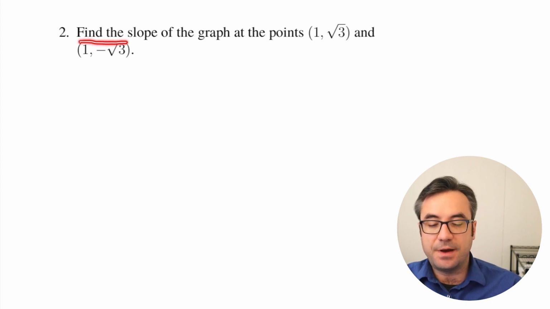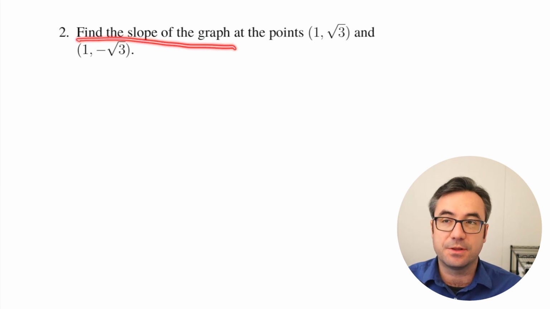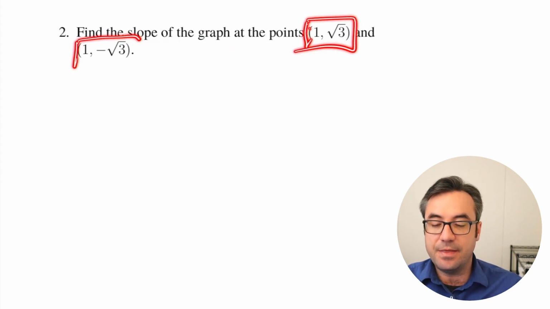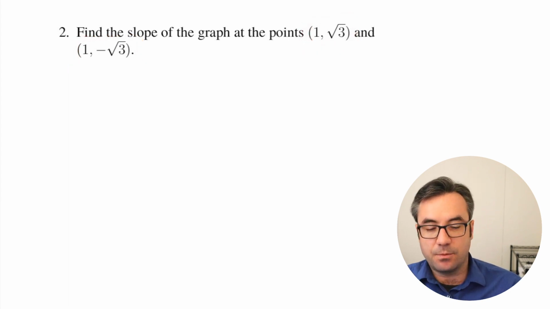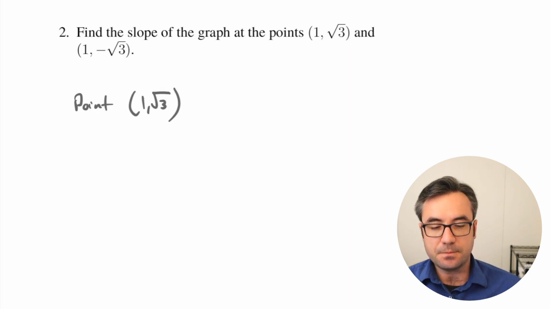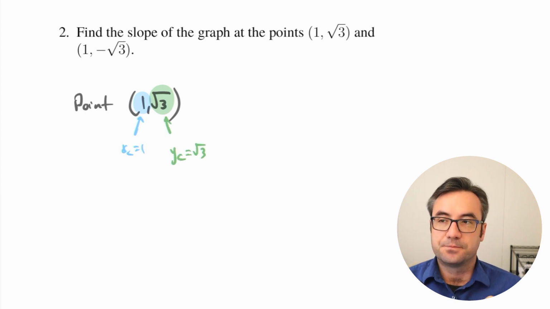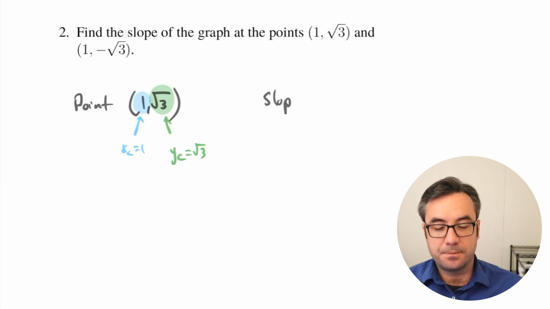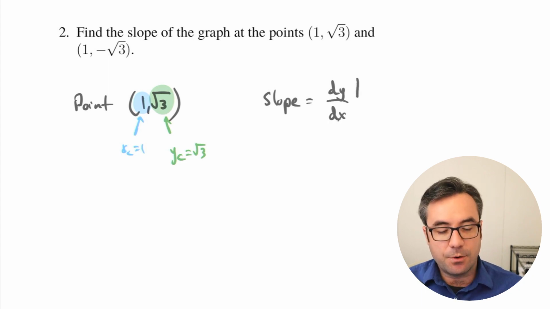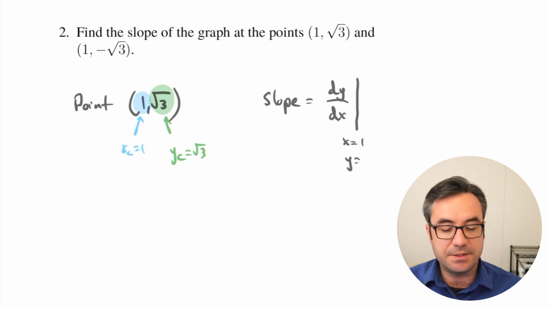So let's just see how we can use that derivative to find, say, the slope of the tangent line. So for part 2, let's find the slope of the graph, really the slope of the tangent line, at this point and then at this point. So let's start with the point 1 comma square root 3. So when we look at this, the x-coordinate is 1. So just keep that in mind. And our y-coordinate is equal to the square root of 3. And so we can find the slope by just taking our derivative, that nice formula we just figured out, and we're going to evaluate it when x is equal to 1 and when y is equal to square root 3.